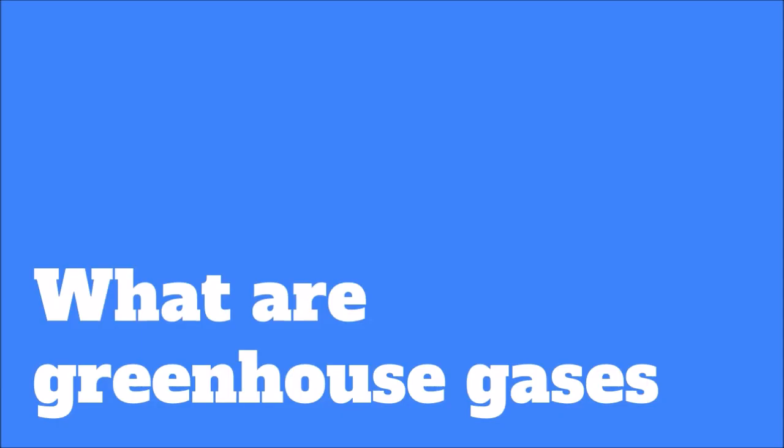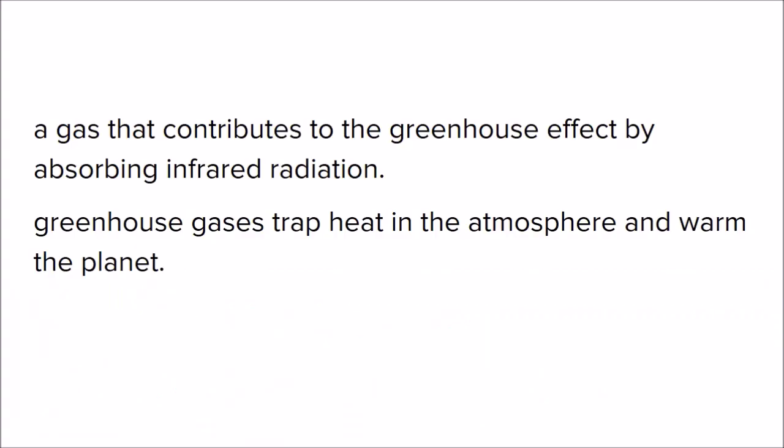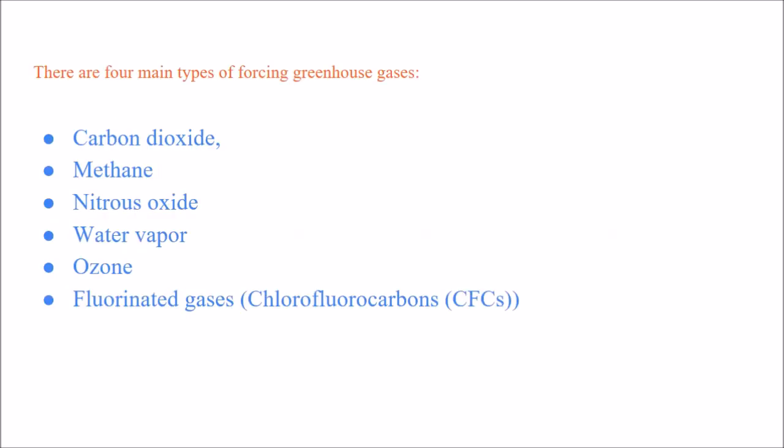What are greenhouse gases? A gas that contributes to the greenhouse effect by absorbing infrared radiation. Greenhouse gases trap heat in the atmosphere and warm the planet. There are four main types of forcing greenhouse gases: carbon dioxide, methane, nitrous oxide, water vapor, ozone, and fluorinated gases, chlorofluorocarbons, CFCs.